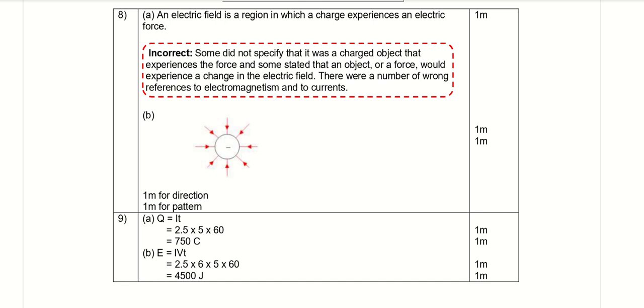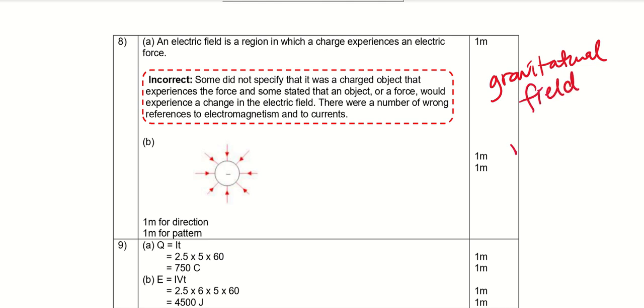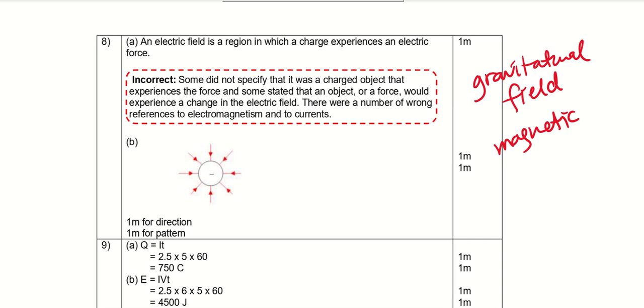And for us, we actually have three kinds of fields. We have gravitational field, magnetic field, and we also have electric field. So you can actually memorize one of them, and tweak it such that you don't need to memorize all three, right? So what is electric field?